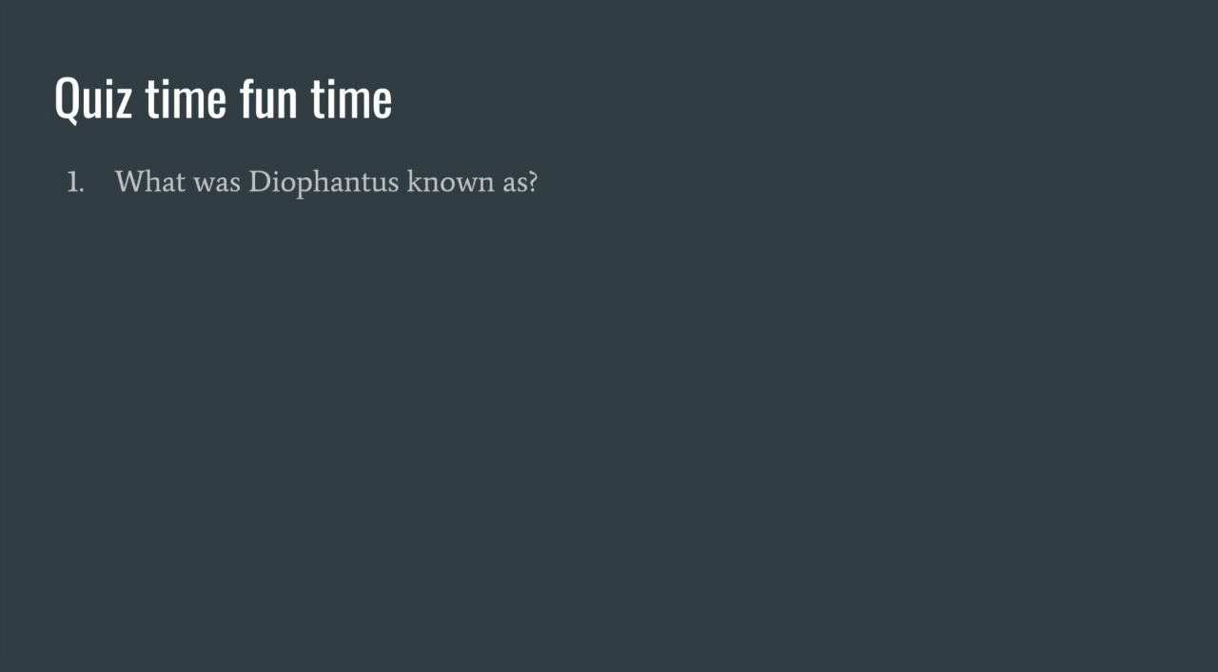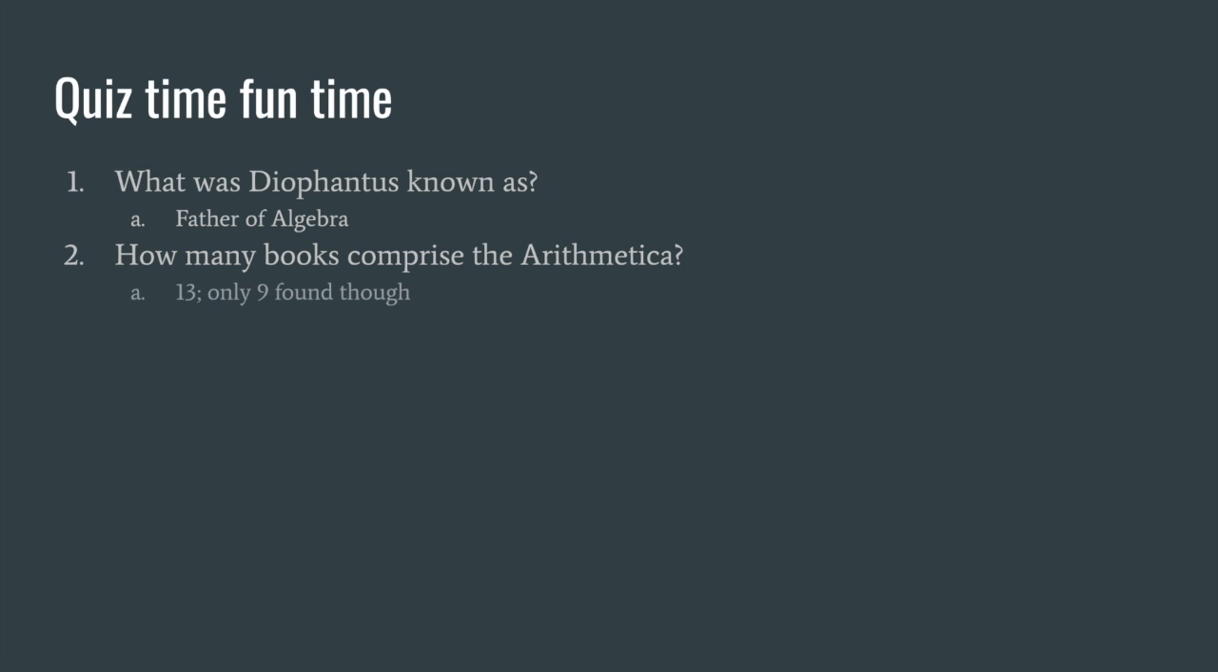So basically, just a quiz. He was known as the father of algebra. Of course, before that, there were the Babylonians who studied it. How many books comprise Arithmetica? Again, 13. Only 10 of them are found, so 3 of them are missing. True or false, Diophantus only used positive solutions? That's true. Thank you so much for watching.